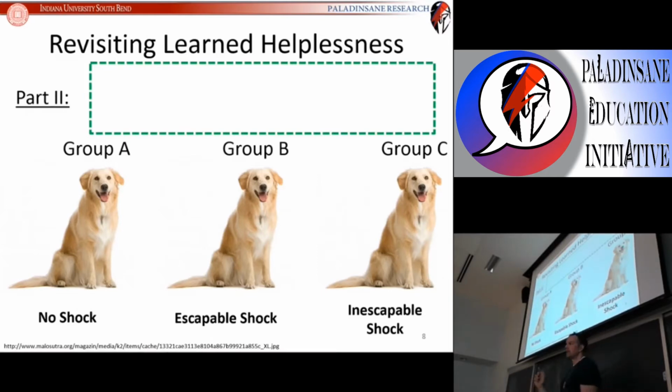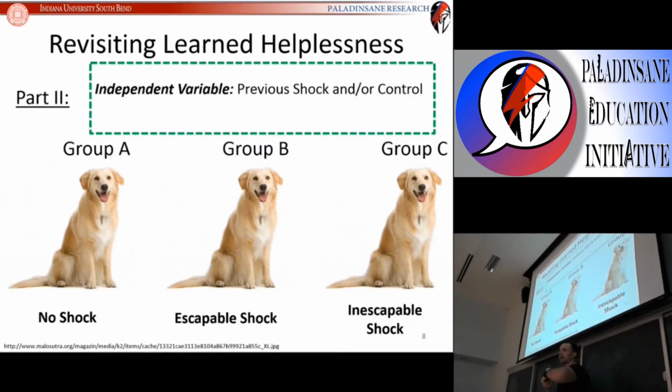So that would be your dependent variable. Your dependent variable would be whether they jumped to the other side, for sure. This one's a little bit trickier because the independent variable is not in the experiment. Is it their previous training? It's their previous learning.